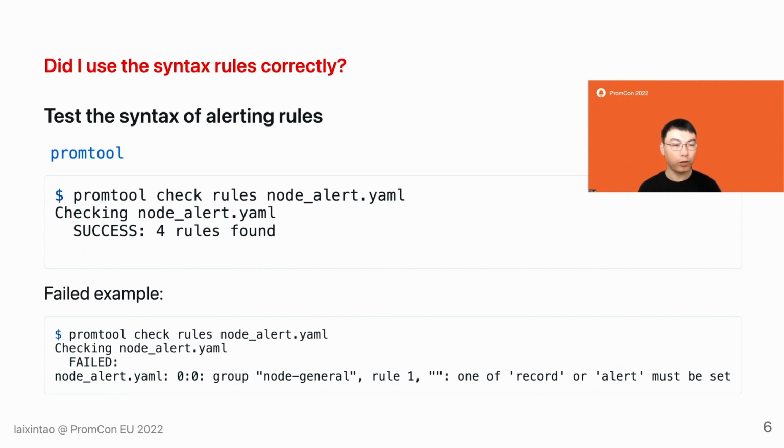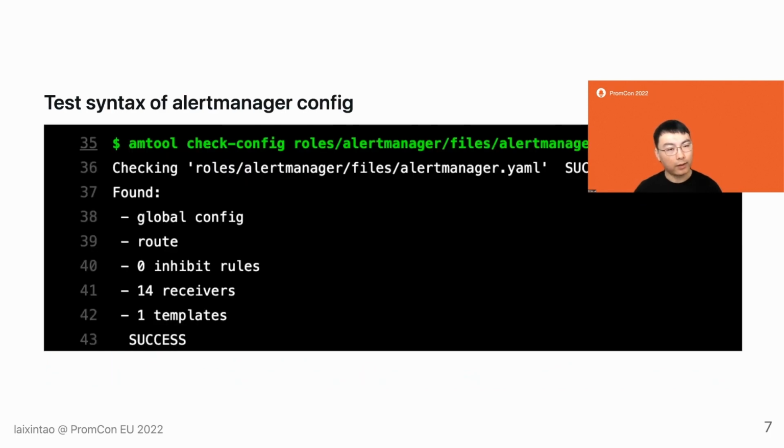It works like this. Every time somebody opens a merge request, the CI will run this command. If the syntax is correct, the CI will end successfully and return the code 0. And if there is something wrong, the CI will fail. And promtool will tell you which line has which issue. The error message is very explicit. You can also test the syntax of Alertmanager using amtool check-config.